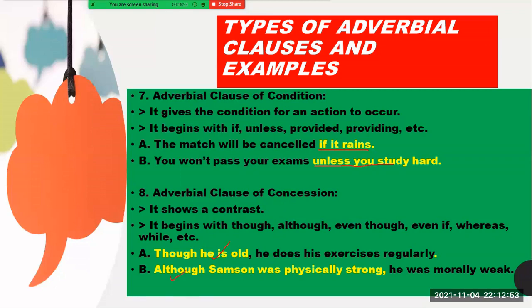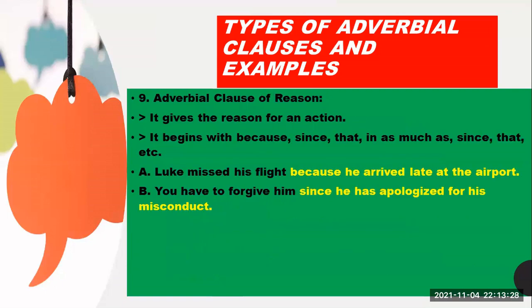Now, example B, although Samson was physically strong, he was morally weak. You see, the adverbial clause of concession is "although Samson was physically strong." Now, we are saying he was morally weak, but despite that he was morally weak, he was physically strong. All right? So that is exactly what the adverbial clause of concession does.